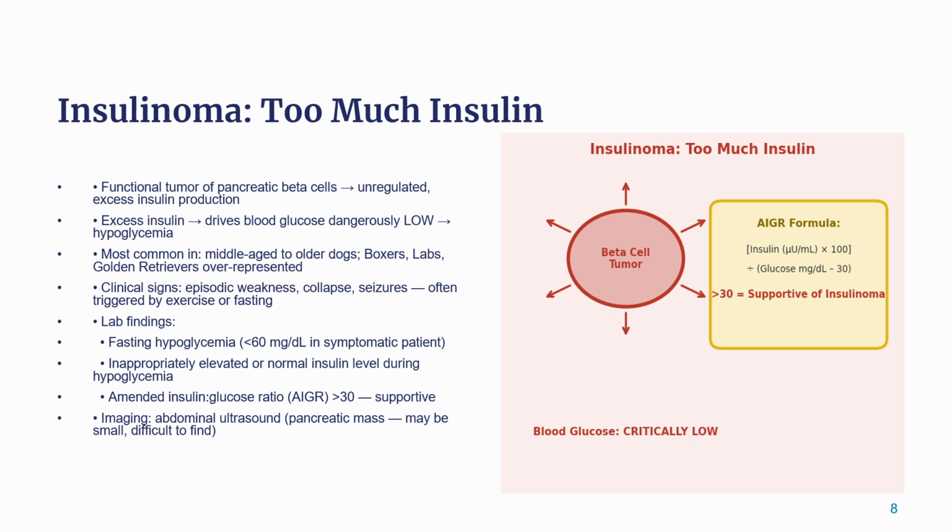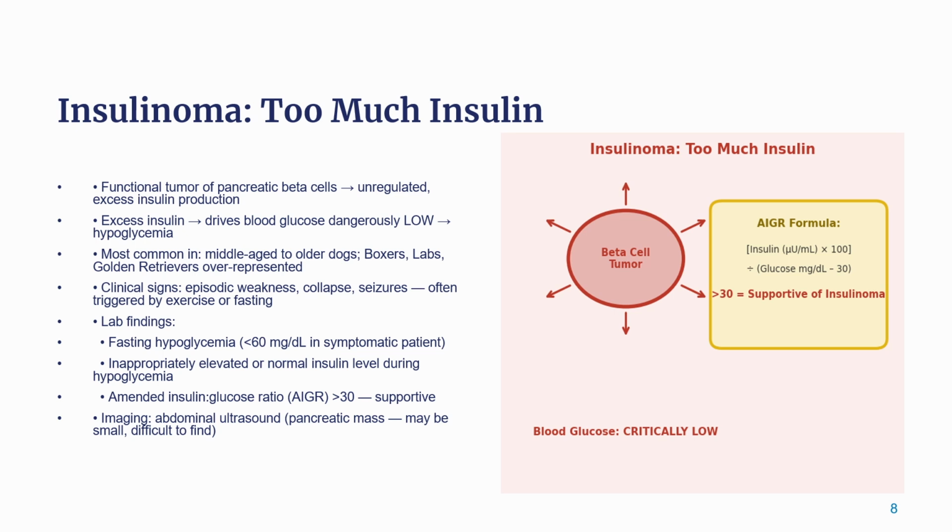The classic presentation is episodic. The dog collapses or seizes, usually after exercise or a period of fasting, and then recovers once they eat. The hypoglycemia is the key diagnostic finding. A fasting blood glucose below 60 in a dog with these clinical signs is highly suspicious. But here's the critical piece.